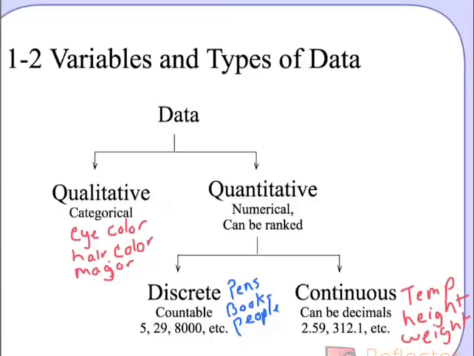Okay, so those are the different types of variables. First, you're going to decide, is it qualitative or quantitative? In other words, do I answer it with a category or do I answer it with a number? If I answer it with a number, is it going to be countable, so it's going to be discrete? Or is it going to be in decimal form and therefore continuous?